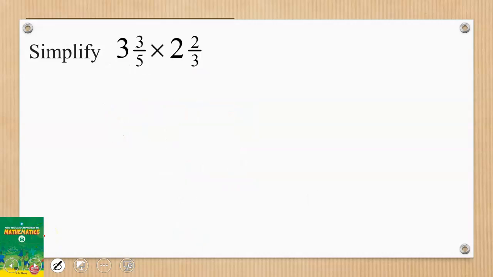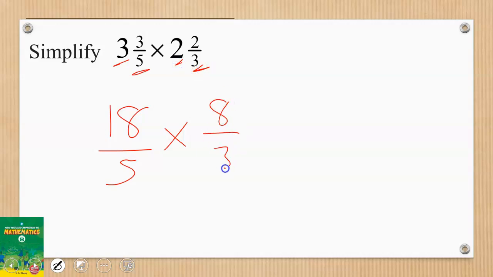Let's look at this question 2. Here we have 3 whole number 3/5 times 2 whole number 2/3. And in multiplying this one, let me use the other method by opening them up to improper fractions. So 5 times 3 will give us 15 plus 3, which is 18, then divided by 5. Then we have times, this will multiply this to give us 6 plus 2, 8, divided by 3.